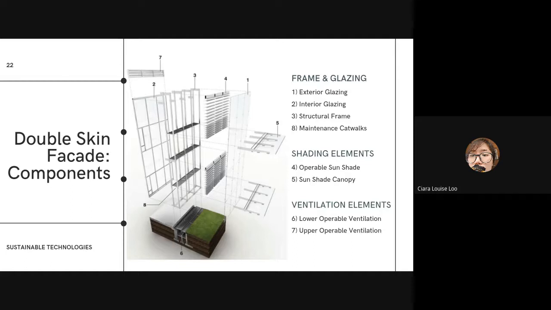And then the fifth is the sunshade canopy. So usually double skin facades have wide canopies. And then six is the low operable ventilation. So this is where the mechanical equipment is housed. So that's where it can help the airflow in the intermediate cavity. And then the seventh is the upper operable ventilation. So you can open those windows there. Okay, next slide, please.